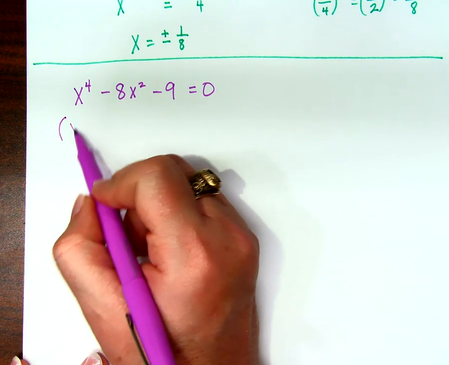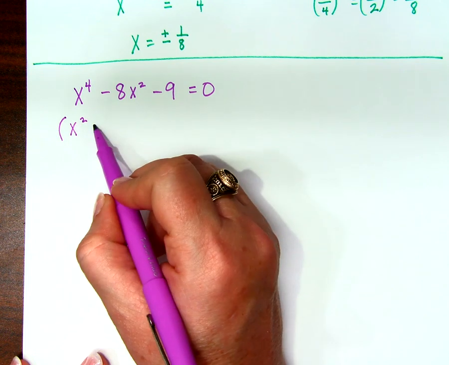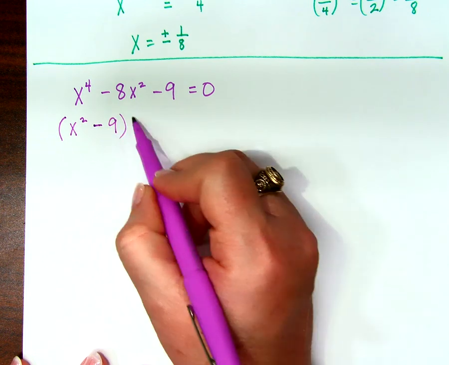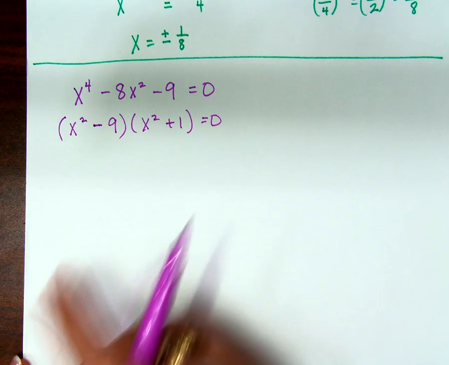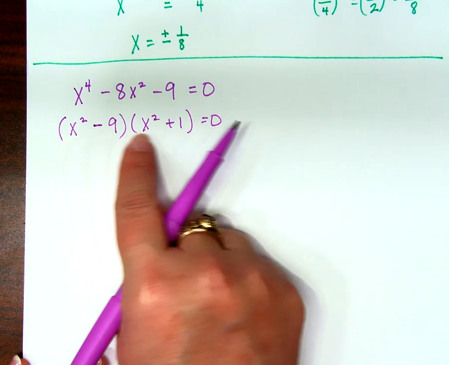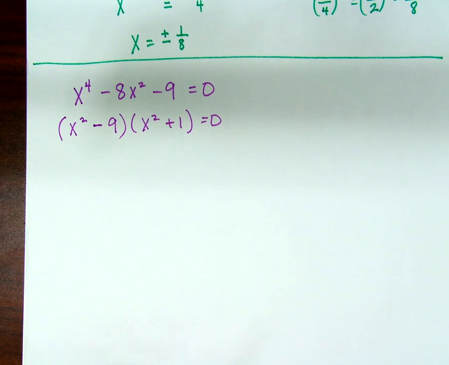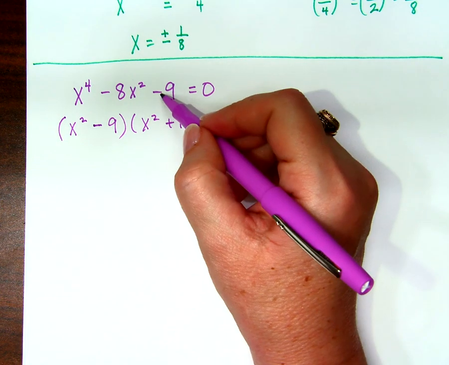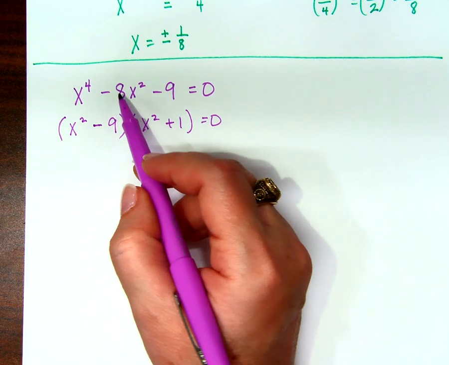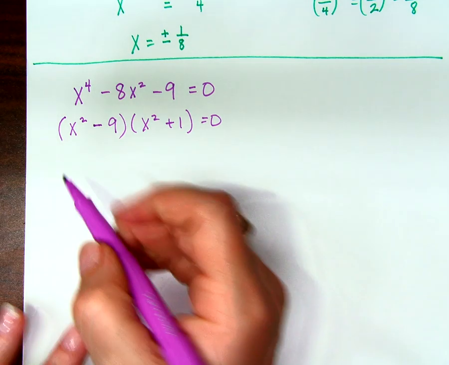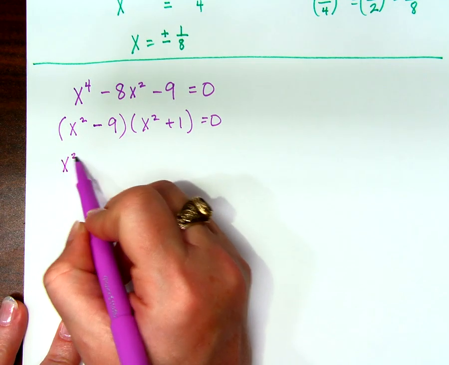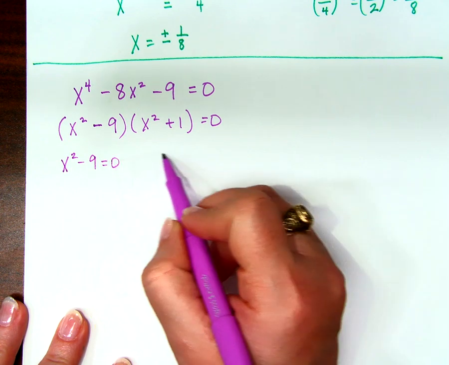I could say x squared minus 9 and x squared plus 1. But instead of putting x here, I put x squared because I know if I multiply those together, it has to be x to the 4th. Does that make sense? Because I said what multiplies to be negative 9 and adds to be negative 8, so I said that would be negative 9 and positive 1. Does that make sense? Okay, so then what I could do is set each one of them equal to 0.